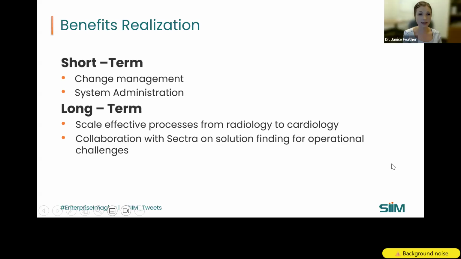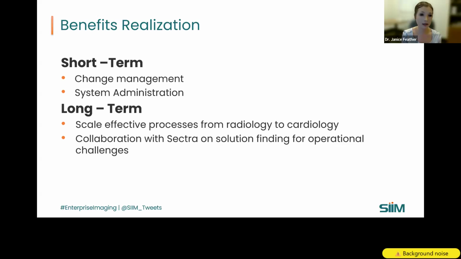Wonderful. No, I think that's amazing. And then looking too at that long-term element as well, I think one of the complex problems that we're trying to work on right now is looking at how we take really effective processes in radiology and scale them across to cardiology. So it also creates that really lovely dynamic of us being able to pilot small things and learn and grow from them in a really collaborative way.